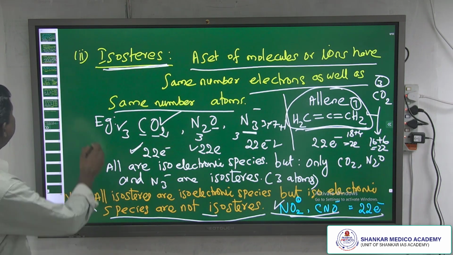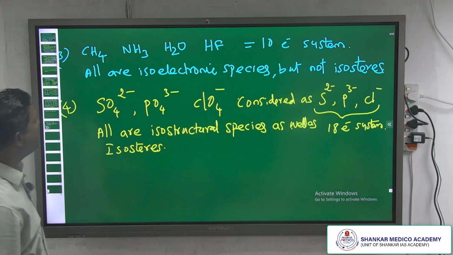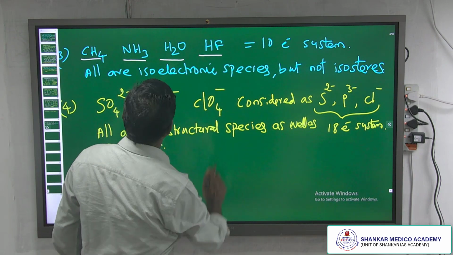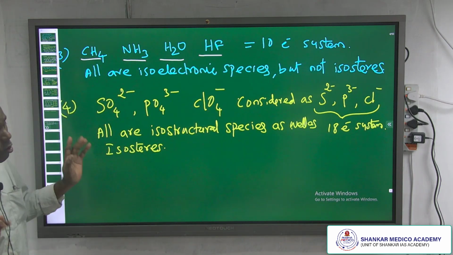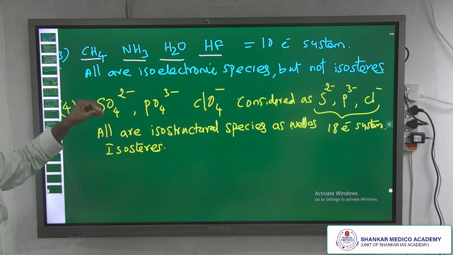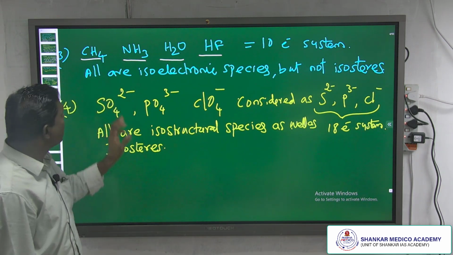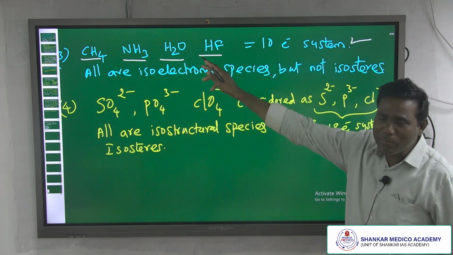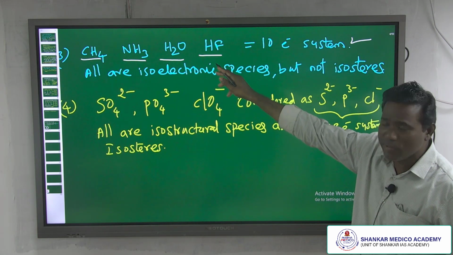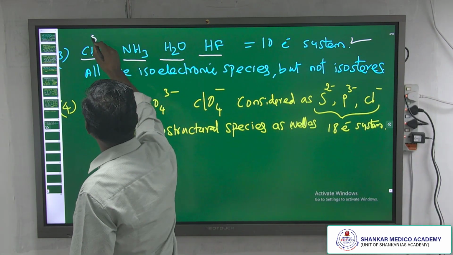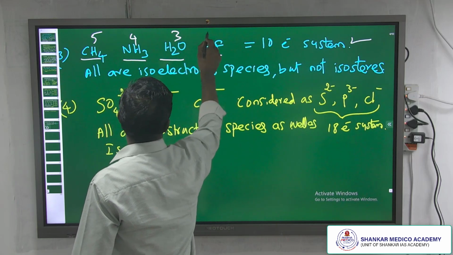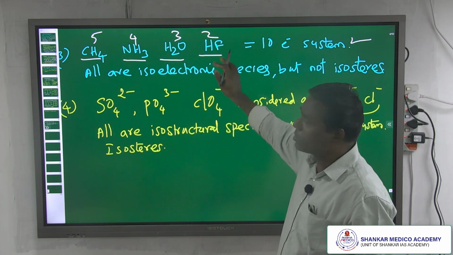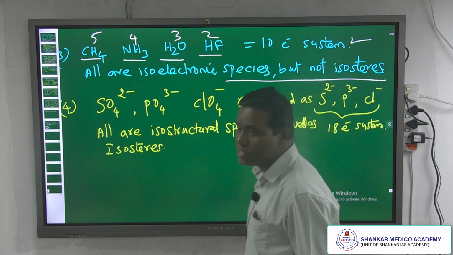Next we will go for the next slide. And now you can see here methane, ammonia, water, HF. These are all pure molecules. We can easily handle them, these are all isolable. So everything has a 10 electron system. But the number of atoms in each set is different. The atomicity is 5 for methane, this is 4, this 3, this 2. So these sets are isoelectronic species, but not isosteres, because the number of atoms is different.